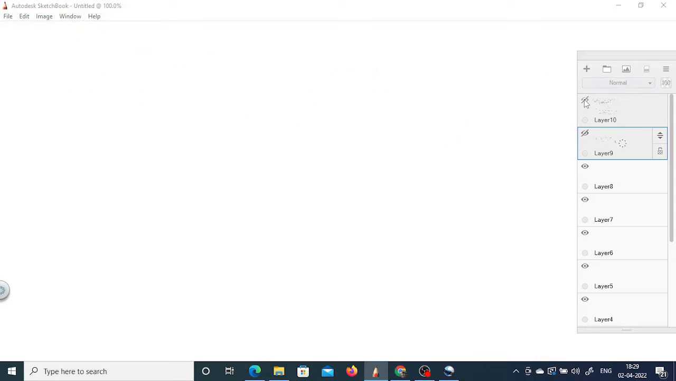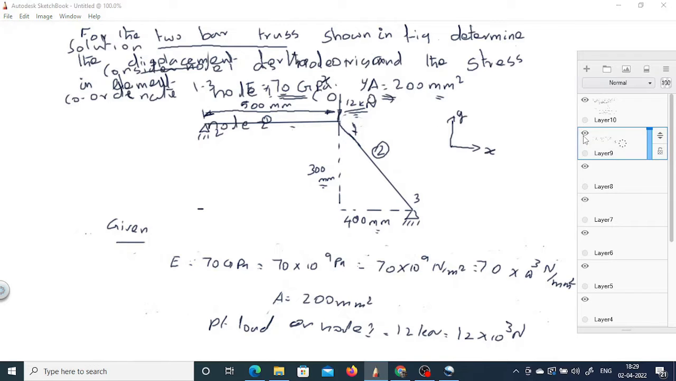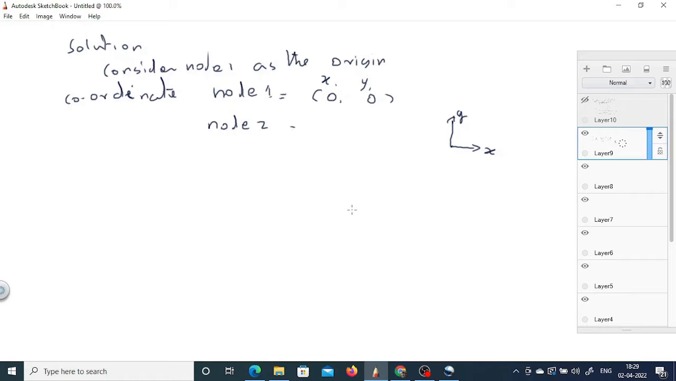And node 2. What are the node 2 coordinate points? Let's see. Node 2 is here. In the x-axis, since node 1 is the origin, it is minus 500. In the y-axis there is no increment or decrement, so the y-axis has 0. So node 2 points are minus 500 in x and 0 in y.